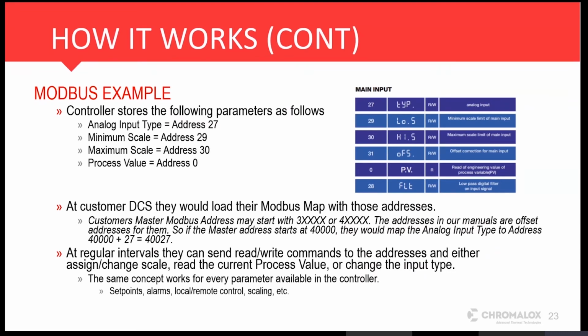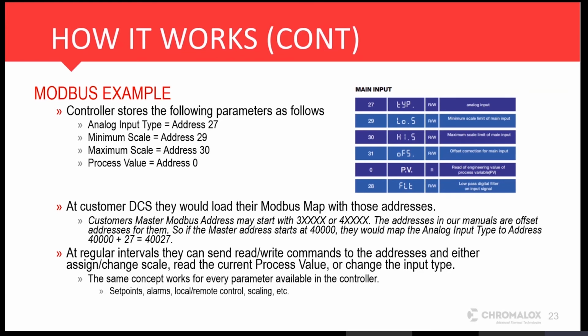And here's an example I would give. So we've been talking about the analog a lot. If we look at a customer who wants to set up a process input using an analog, let's say from a transmitter, how would they do that through the Modbus? So on the right-hand side, I'm sorry, actually, this might be from a CFW controller. But either way, this particular controller, the analog input type would be stored on address 27. The scale would be 29 and the maximum scale would be 30.